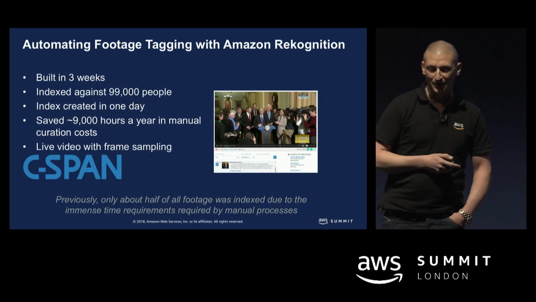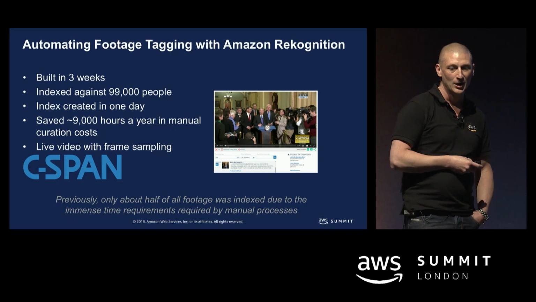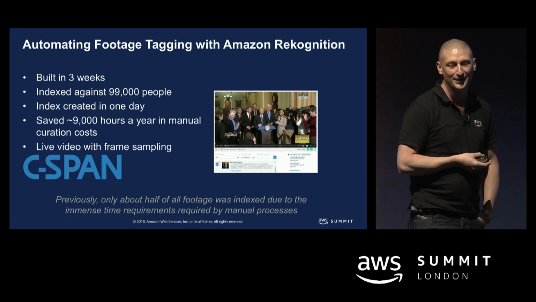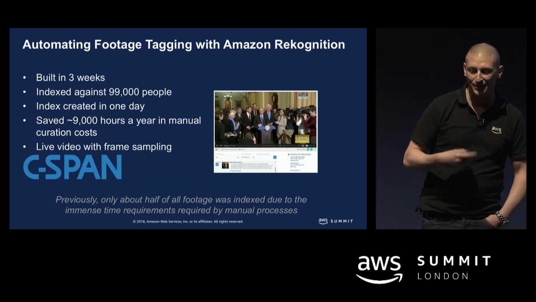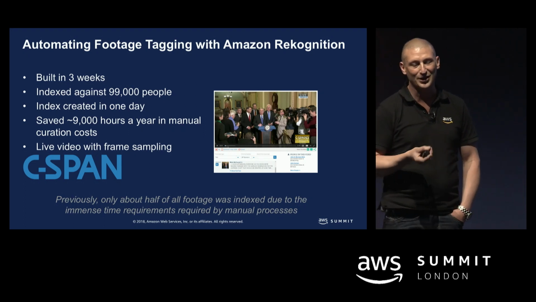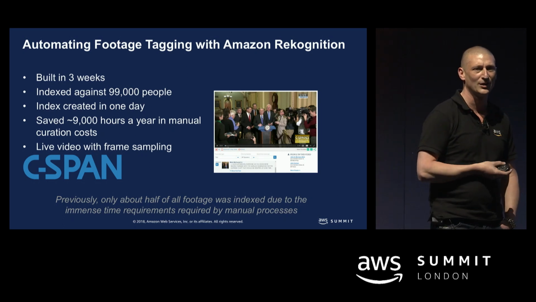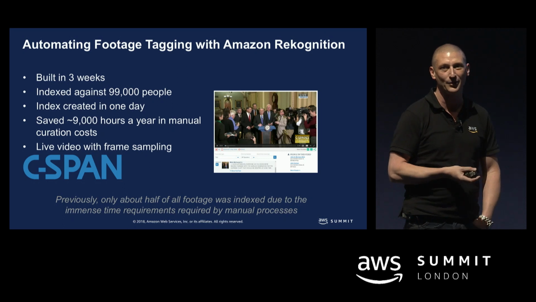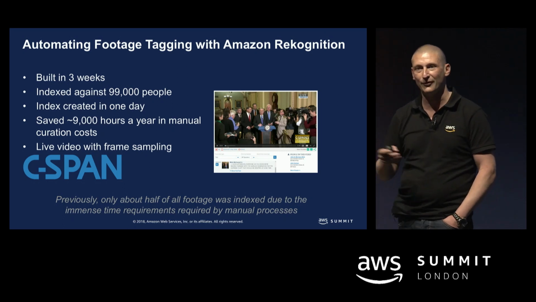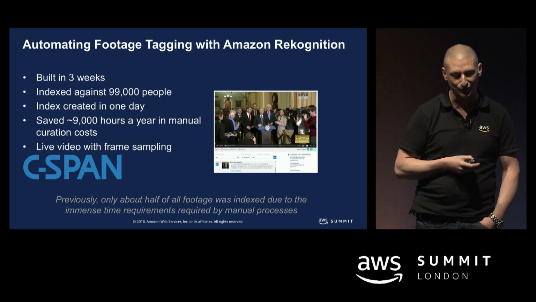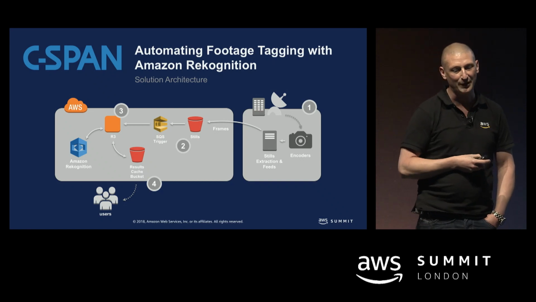We have customers that have been using this facility, such as C-SPAN in the US, who in 3 weeks were able to index against 99,000 people. So this index was created in a day, and it was saving 9,000 hours a year in curation costs. So this was a manually intensive process that could be automated very, very quickly just with doing frame sampling from their existing video streams. And if you look at the architecture, you can see that it's very, very straightforward.